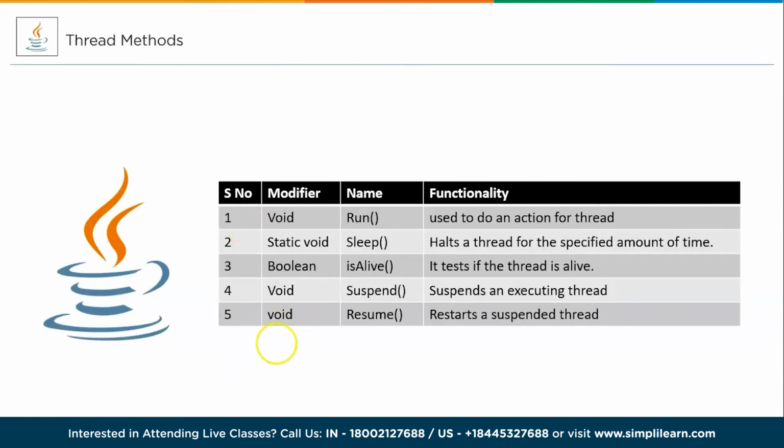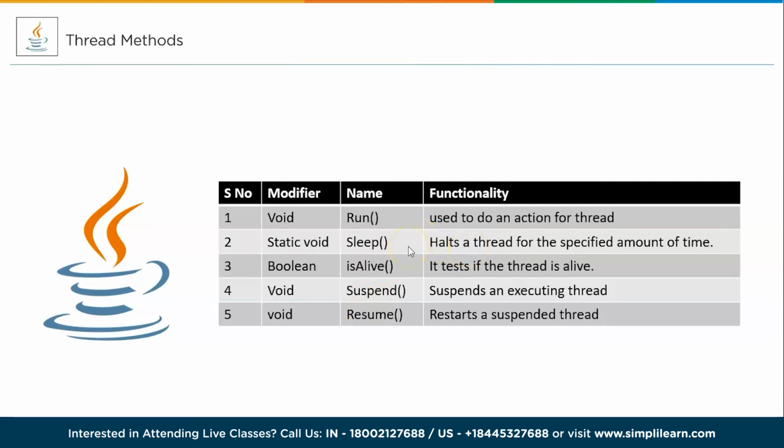So some of the most frequently used thread methods are run, sleep, isAlive, suspend, and resume. As the name itself suggests, the run method is used to do an action. So remember, the runnable interface will have only one single method, which is run, right? So whatever job you define or construct in the class is run by this particular method, right? And the next one is sleep.